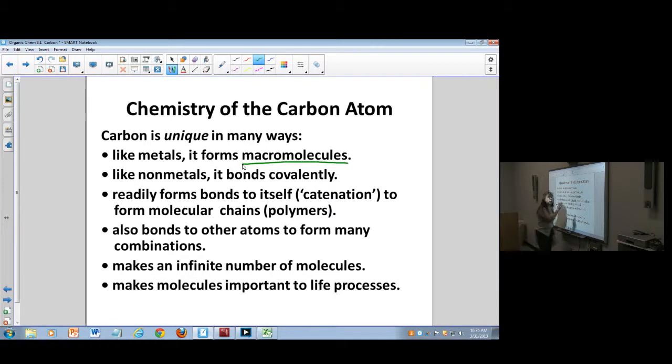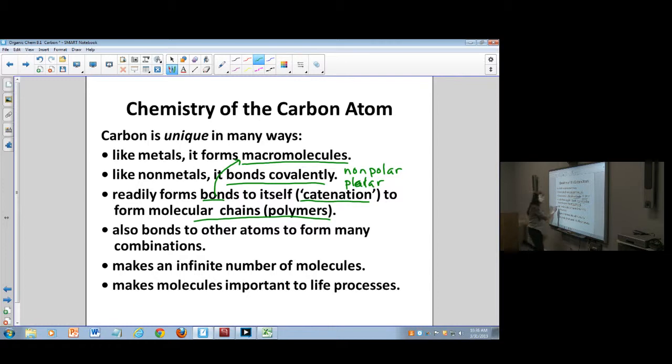But that's a macromolecule. It bonds covalently, which means that it could be nonpolar covalent, which we'll see quite a bit, or it could just be polar covalent. So it can be either of those, but it's going to be bonded covalently. It forms bonds to itself over and over and over again, which is, of course, like making macromolecules, and that's called catenation, when it bonds to itself again and again and again. And it forms these long molecular chains that are called polymers.